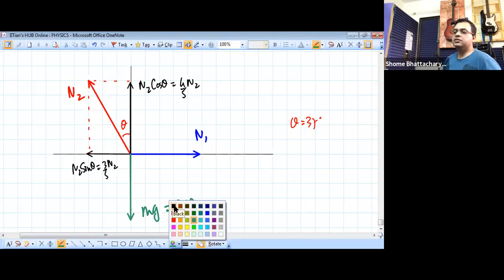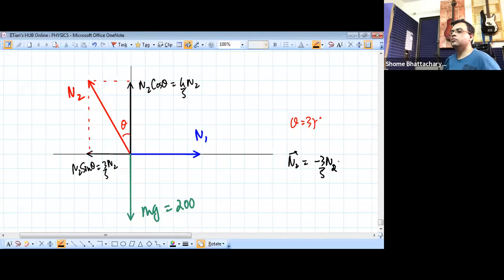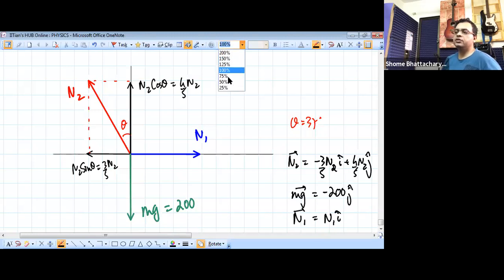So that's the idea. Now, see, if I write in component algebra that way with i cap, j cap, then yes, I will write N2 vector as minus 3 by 5 N2 i cap plus 4 by 5 N2 j cap. And I'll write Mg vector as minus 200 j cap. And I'll write N1 vector as some unknown magnitude but along the positive x direction. But that's not necessary to do over here. You can write it that way if you want, but it's not necessary.